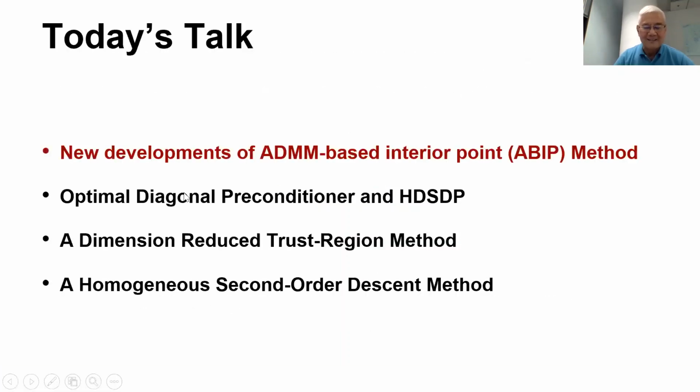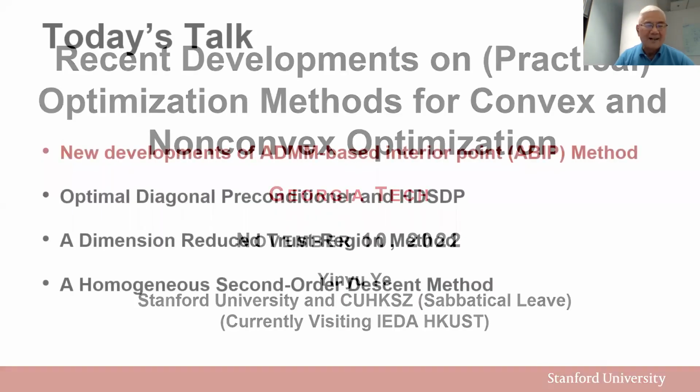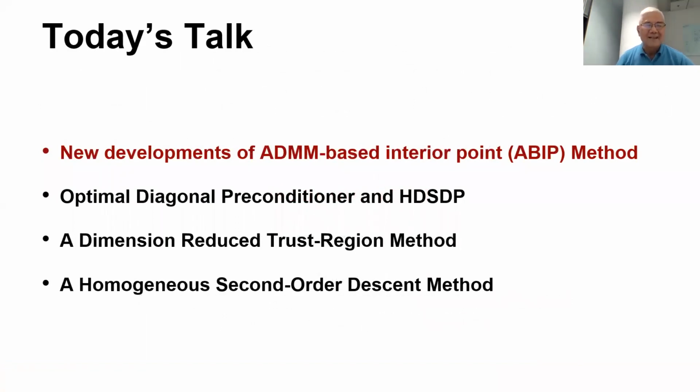I'm going to divide the talk into four parts. One is an ADMM-based interior point method, which is a first-order type of method to solve linear programming. The second is how to use SDP to do optimal diagonal preconditioning. The third part is a dimension-reduced trust region second-order method. And the last part is a homogeneous second-order descent method. They are all somehow related, as you will see. You can interrupt me anytime.